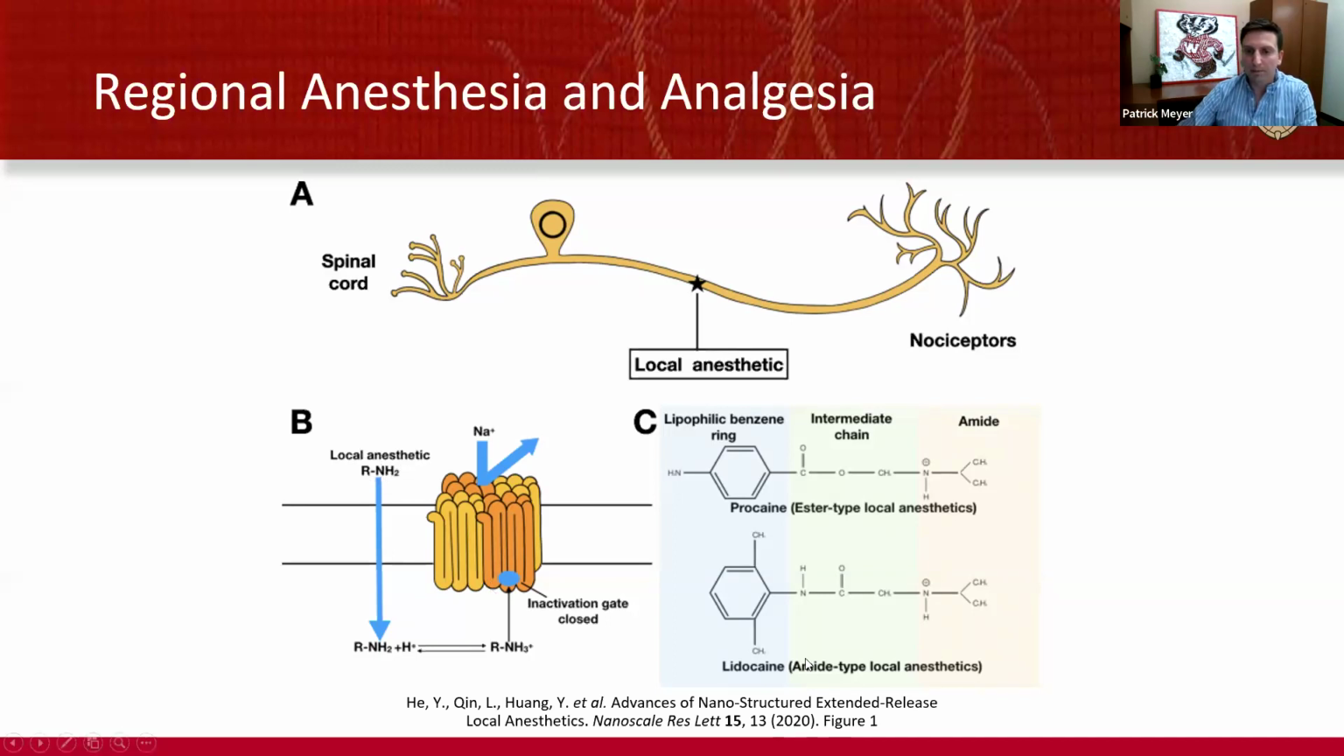There's different types of them, esters, amides. We do not have enough time to go into all of that today. So suffice to say, regional anesthesia uses local anesthetics on nerves to prevent action potentials and that pain propagation.